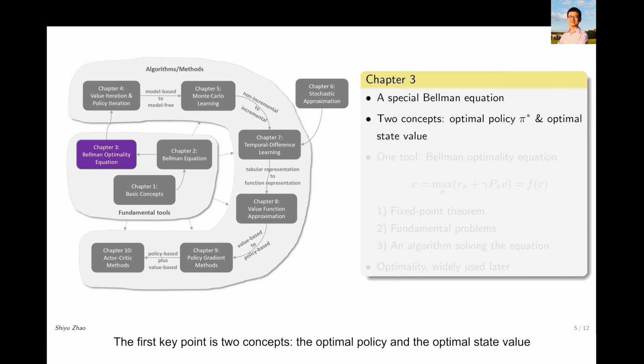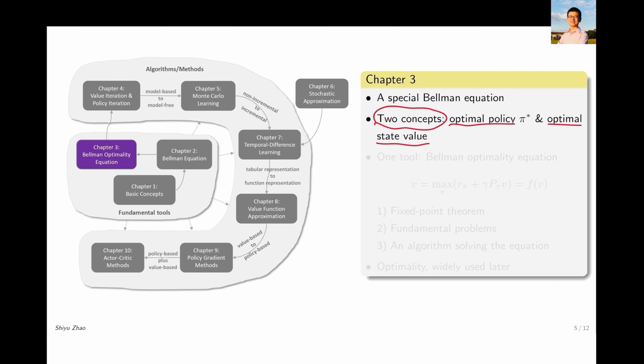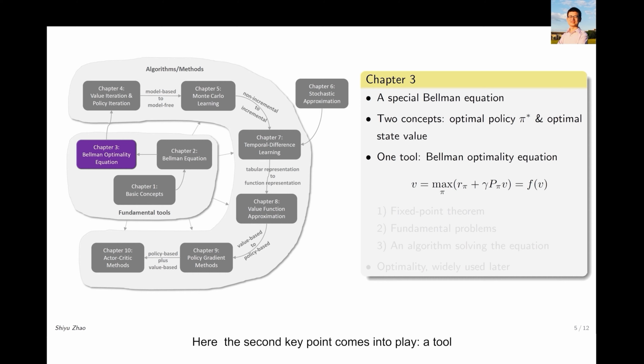The first key point is two concepts: the optimal policy and the optimal state value. A policy is defined as optimal if it yields the highest state values, higher than those obtained by all other policies. This concept is crucial. How do we analyze this crucial concept? Here, the second key point comes into play, a tool, which is the Bellman optimality equation. Its expression is quite simple.